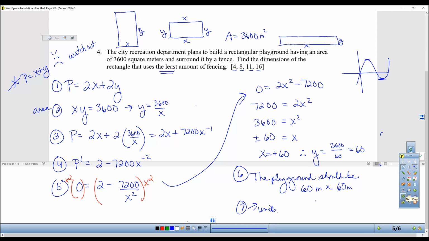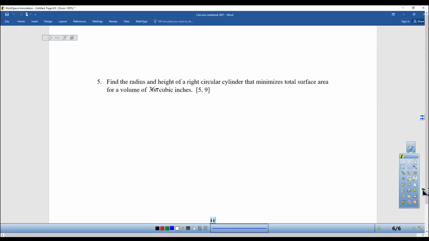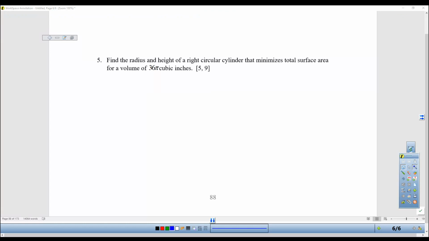All right, let's do one more because I don't want you to think they're all getting easy. Next one's a little hard. Find the radius and height of a right circular cylinder. So right circular cylinder just means that it's not leaning. It lets you know that this is definitely upright. So do they make things like this? Absolutely. There's pipes and things that are at an angle. But ours is a right circular cylinder that minimizes, I found equation 1, minimizes the total surface area.